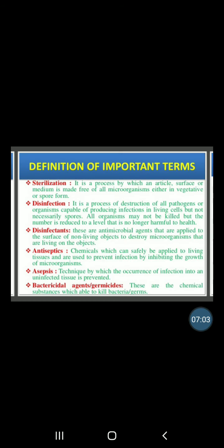In that, first is the autoclave, then tyndalization and pasteurization. Moist sterilization is again divided into first the autoclave, second tyndalization, and third pasteurization. Next, radiation sterilization. In that, first is ionizing radiation, and second is non-ionizing radiation. So these are the physical methods.